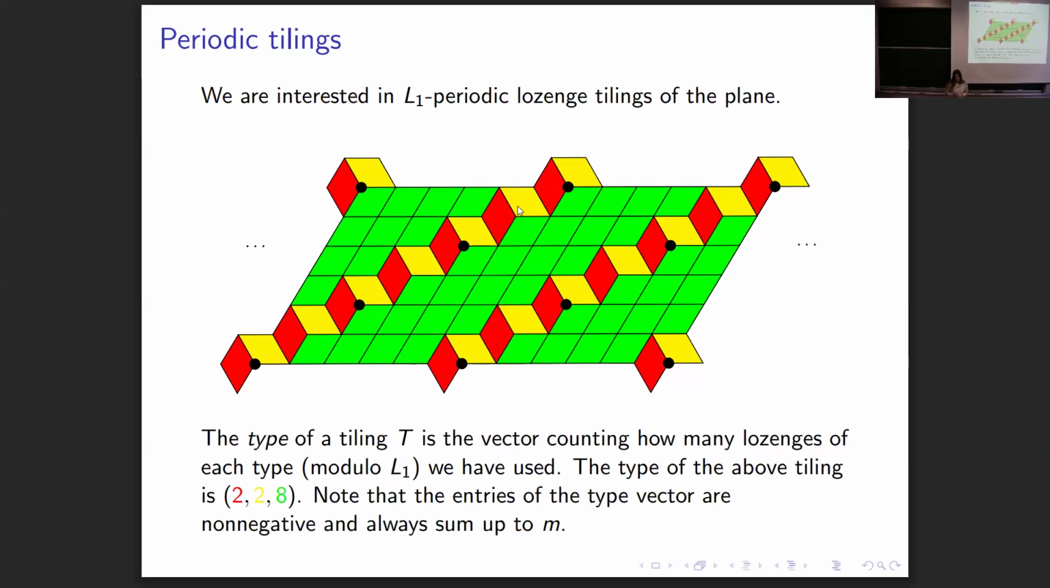Actually, the entries of the type vector are always non-negative, quite clearly, because it's a number that counts something. They always sum up to m. I don't know how clear this is, probably clear because there are 12 points, or m points, as we discussed, right? Every point on this picture, modulo L1, bijects onto an upward looking triangle. So if you have a point, you can biject it to an upward looking triangle by saying this point is the lower left corner of an upward looking triangle.